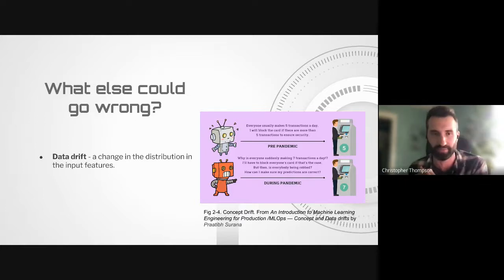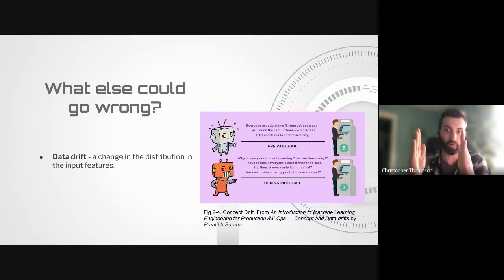Well, all of a sudden the machine learning model's like, oh, you're making like 7, 10, 15 transactions a day. This must be fraud, right? This is not correct, right? And so it is correct, right? But the model is not trained to understand that. And so this is another way the state of the world has changed. The distribution of your inputs is now different. So your mean was 5, but now it has shifted to 7, okay?